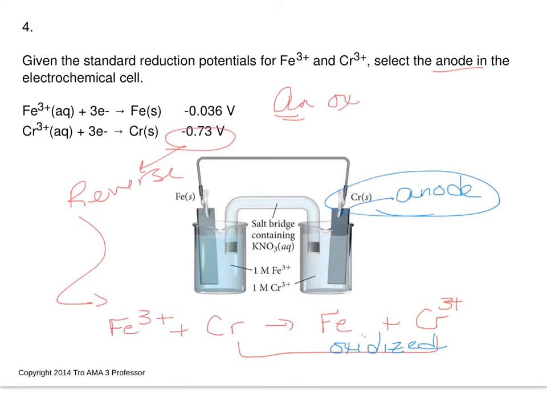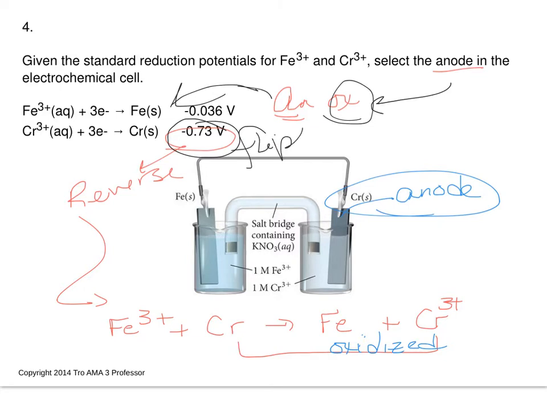All right, anode, oxidation occurs. An ox, red cat. So at the anode will always be oxidation. So now we have to figure out which of these two half reactions undergoes oxidation. The one you flip is the one that undergoes oxidation. So we would have to flip this one because it's the more negative.